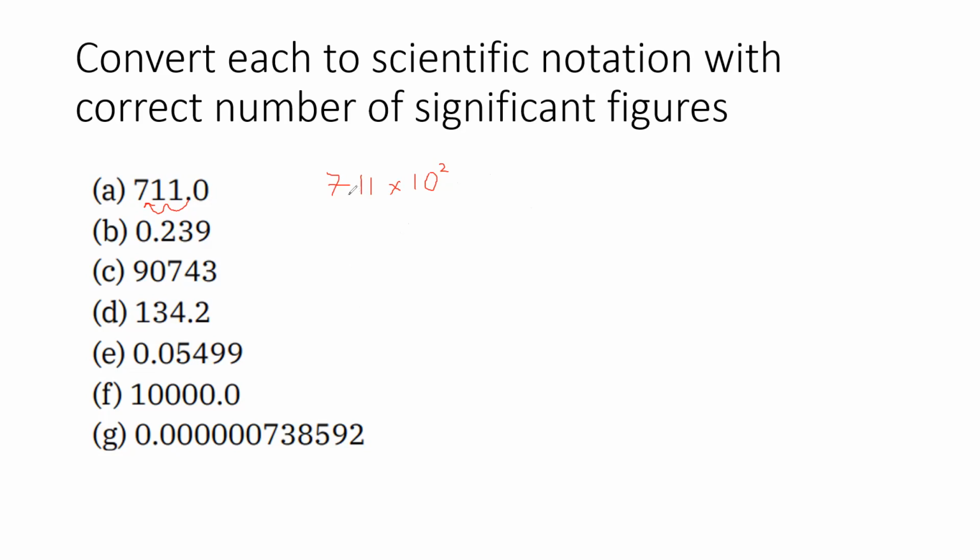But with this one, this 0 was significant, which gives us more certainty in that measurement. So when they have significant zeros, they have to be included in that scientific notation. So we'd really have 7.110 times 10 to the second rather than 7.11. So that 0 we have to include because now it's significant.